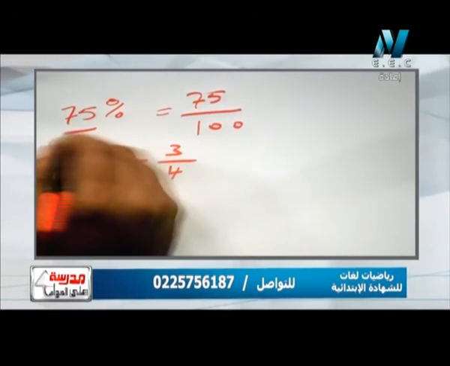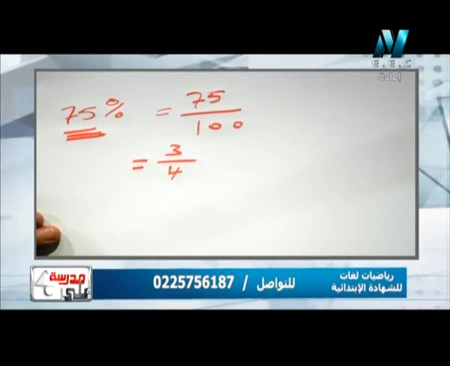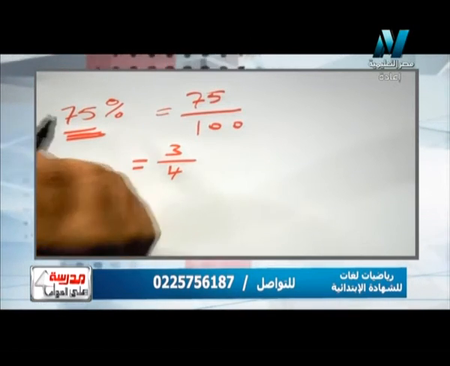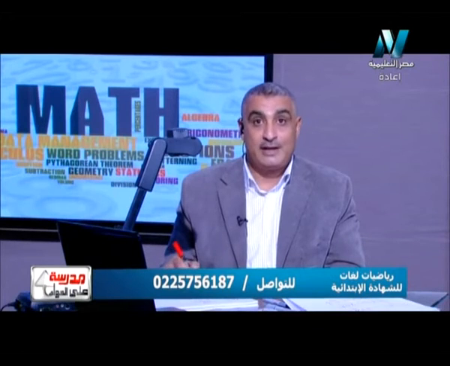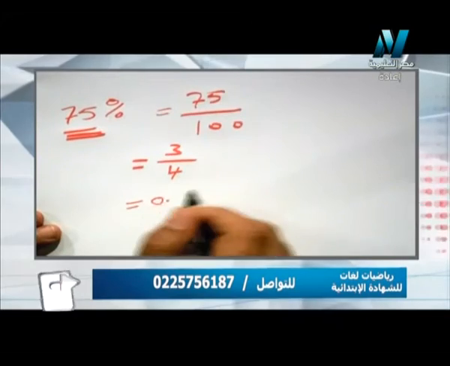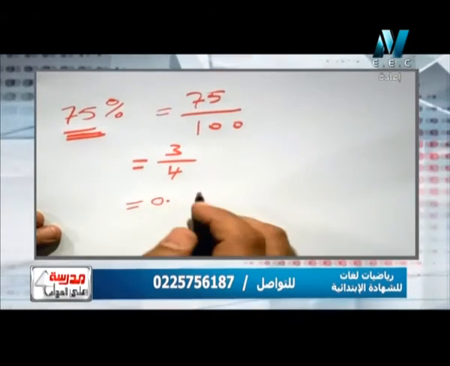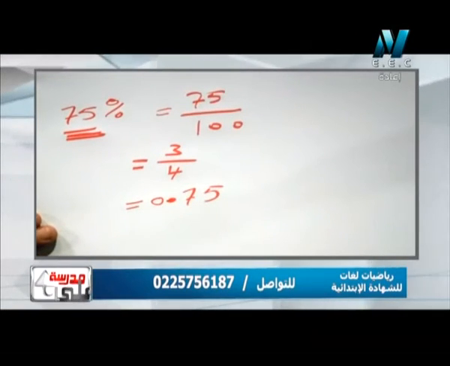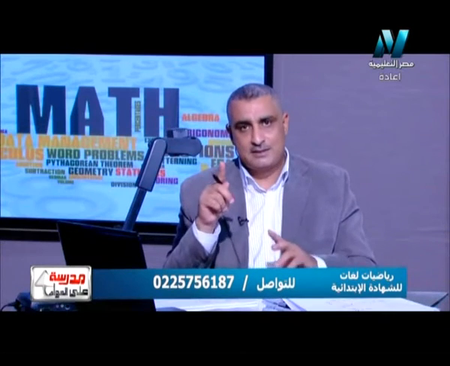Again, my dear students, we have 75% and we want to convert it to a fraction or a decimal form. Just divide 75 by 100 to get 3 over 4. It's the fractional form. By using the calculator, we can divide 3 over 4 to get the decimal form, 0.75.